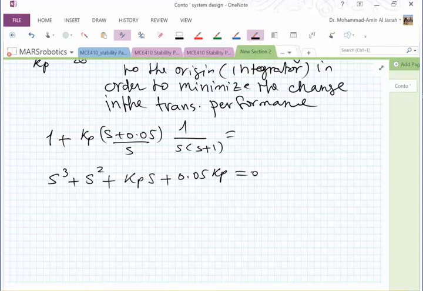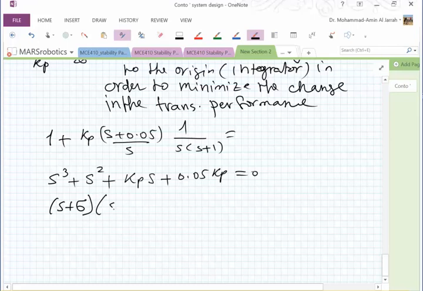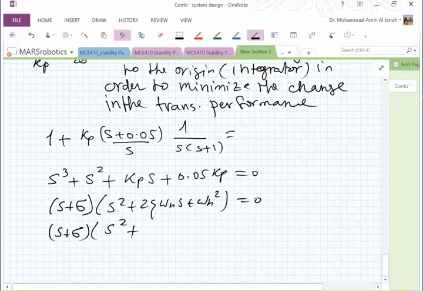S cubed plus S squared plus Kp times S plus Kp times 0.05, right? And this can be written as S plus sigma times S squared plus 2 zeta omega n S plus omega n squared equals 0. We don't know where sigma is. What is our damping ratio that we want? 0.707, right? And omega n, we want to maintain this. We want this to be 1, right?